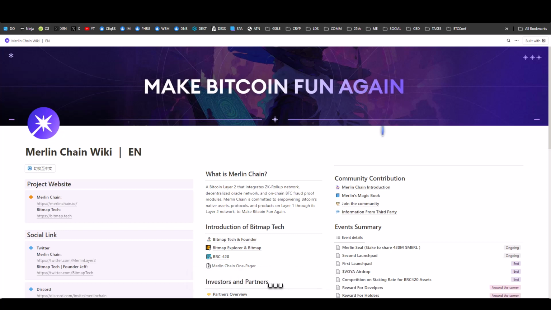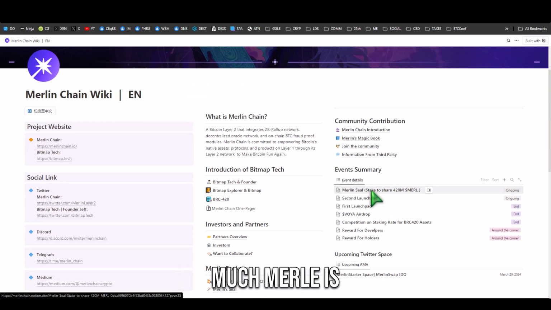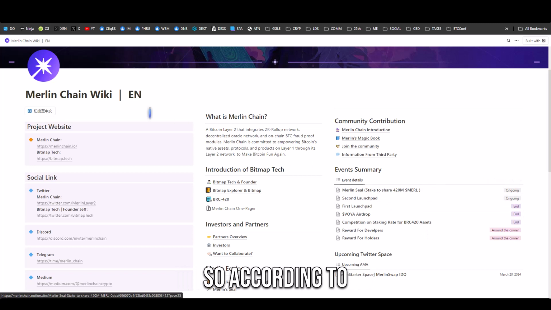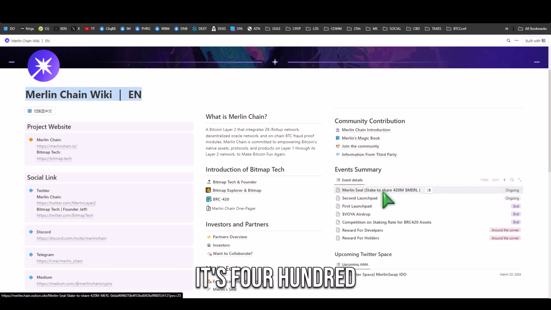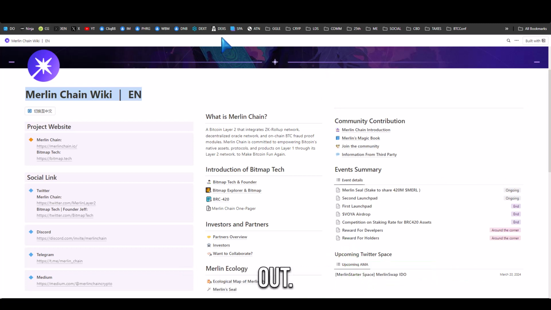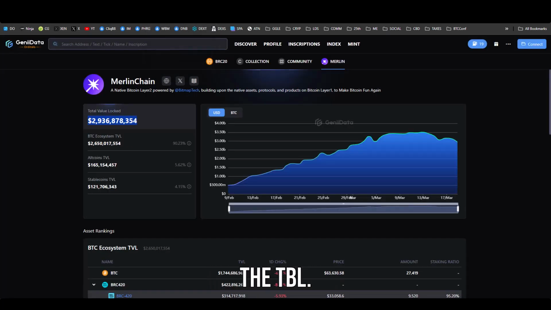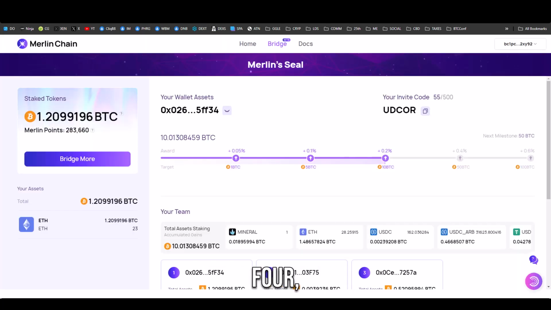First and foremost, the first step in understanding how many MERL tokens you can get is understanding how much MERL is going to get dispersed. So according to the MerlinChain wiki, it's 420 million, okay? So there is item number one, and that is we know how many tokens are going to be let out. Number two, need to know what Bitcoin's price is. Number three, need to know the TVL of Merlin, and that's on the dashboard on Genie. I'll leave the link down below. And number four, you need to know how much BTC you have staked.